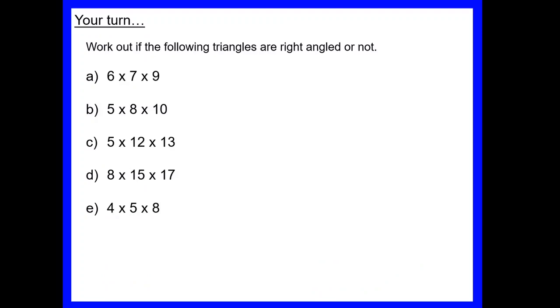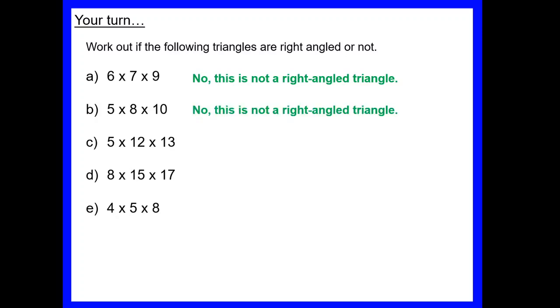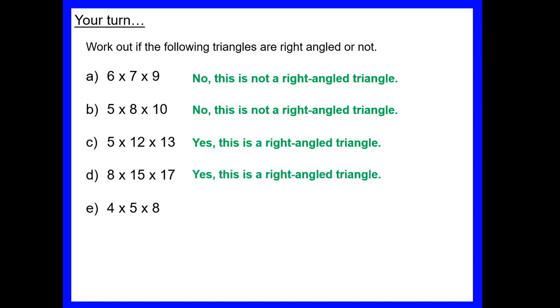Okay, pause the video and have a go at working out if those are right-angled or not. Okay, so our first one then is not a right-angled triangle. The second one isn't either. The third one, yes, it is a right-angled triangle. D is also a right-angled triangle. And E is not a right-angled triangle.